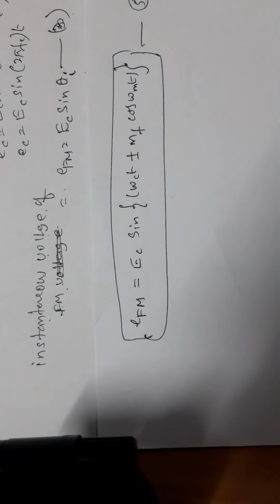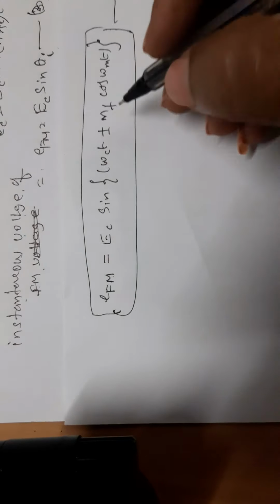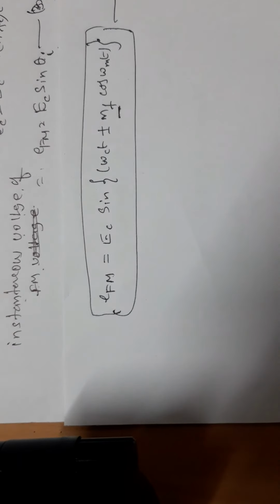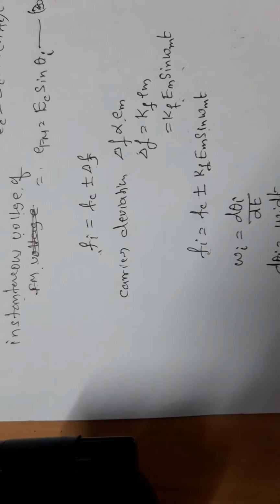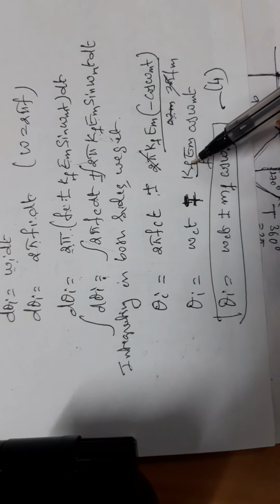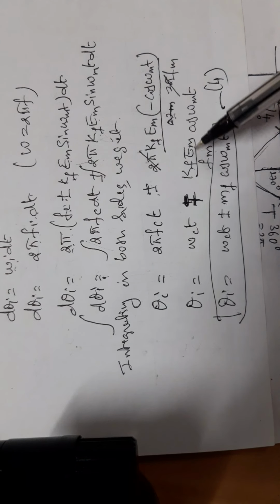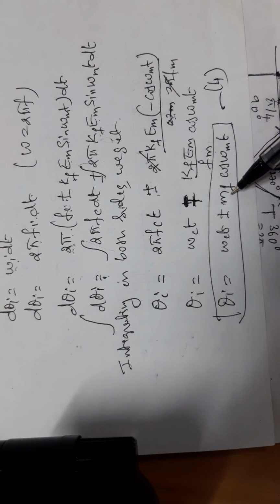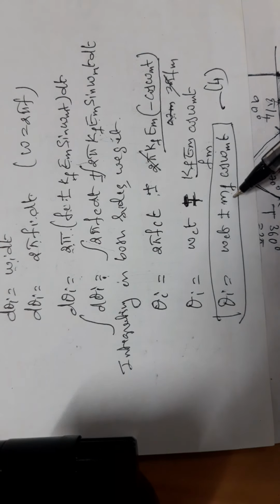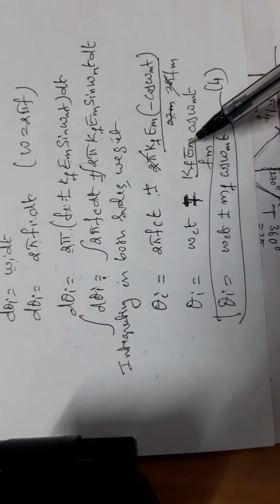This is the analytical treatment. Now, instead of MF, what is MF? See here, KF EM by FM is here. Instead of writing KF EM by FM, I have taken MF. Therefore, MF here is equal to KF EM by FM.